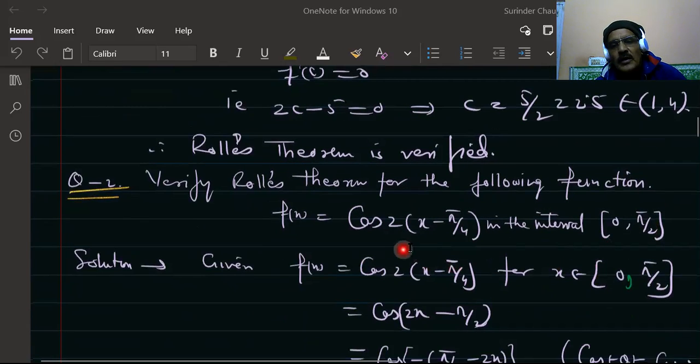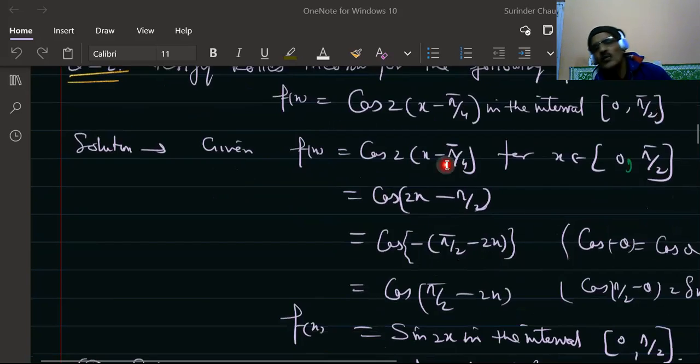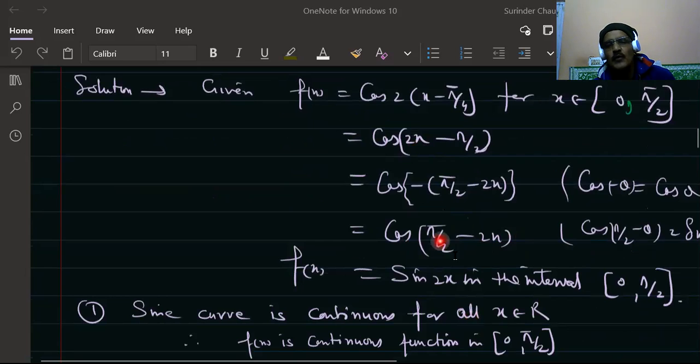Now let's simplify this function. Cos of 2x minus π/2, since 2 times π/4 becomes π/2. Now take a minus common. Cos(-θ) is going to become cos(π/2 - 2x). Cos of π/2 minus θ is equal to sin θ, so this equals sin 2x.